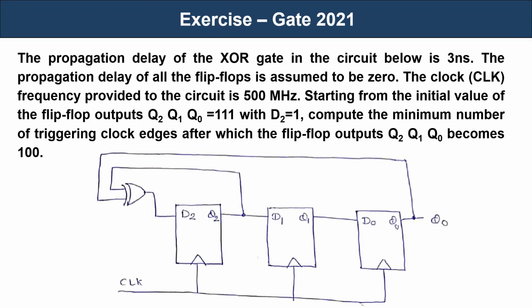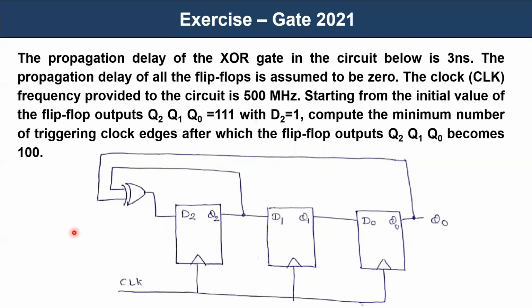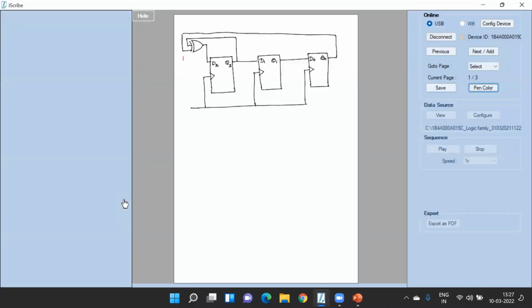Hello everyone. In today's lecture, we will cover one exercise on counters, which is taken from the GATE 2021 exam. Here you can see a given figure. The propagation delay for the XOR gate is given as 3 nanoseconds, which means that whenever the XOR gate produces an outcome from its inputs, it takes 3 nanoseconds to process that. So we can mark here that the propagation delay T_PD for the XOR gate is 3 nanoseconds.